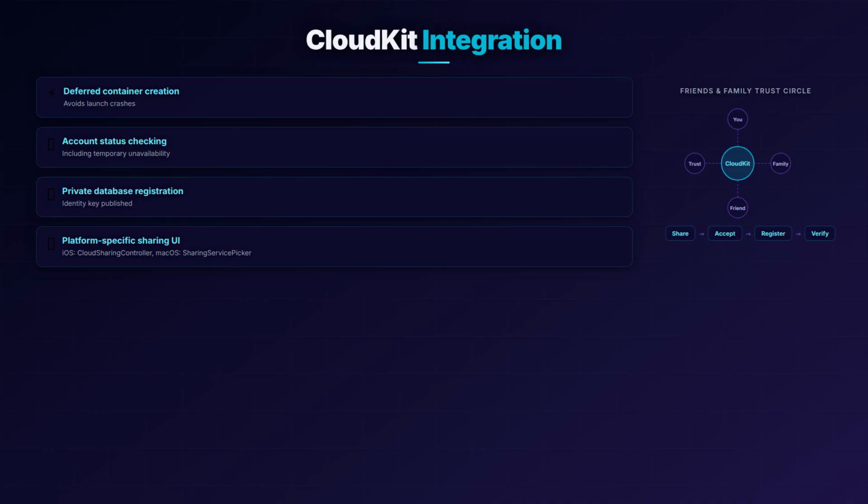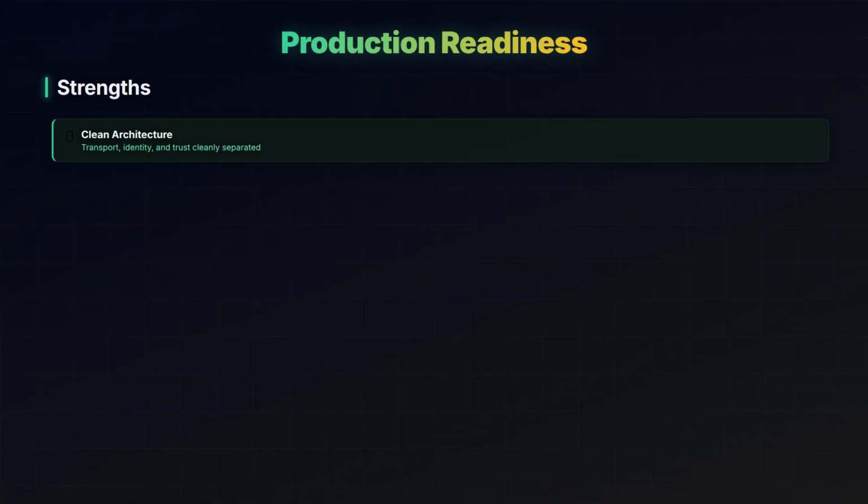This is how the friends and family trust circle works. You share a CloudKit record with someone, they accept it, their device registers its identity key in the shared zone, and now Loom can verify their identity automatically. Let me address production readiness honestly.